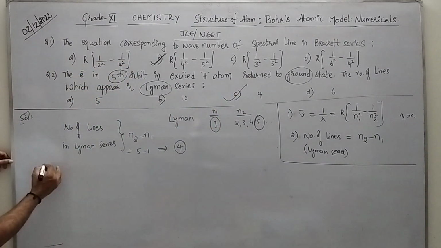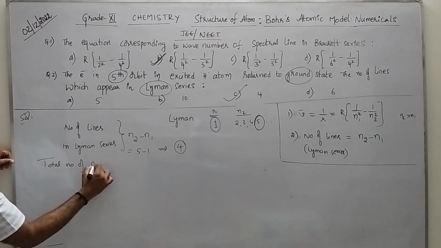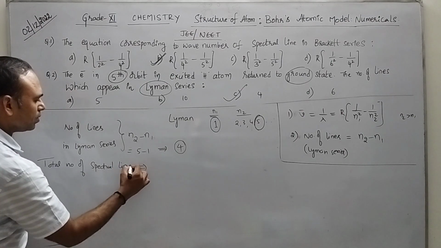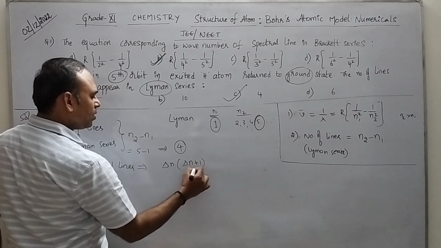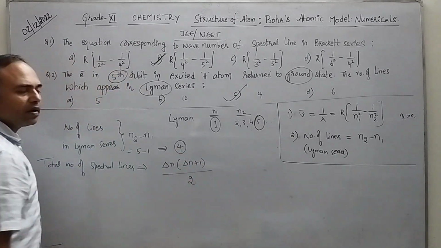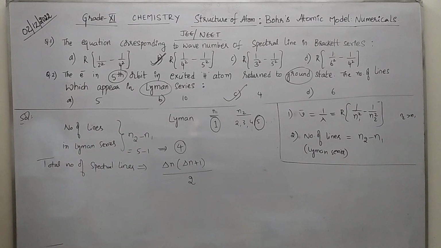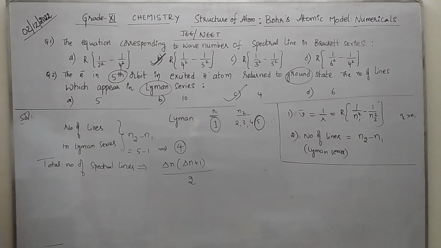Suppose they are asking what is the total number of spectral lines. Then you know the formula, that is delta n into delta n plus 1 by 2. Hope you are able to understand. This is not the question, but if they give what is the total number of spectral lines, means from 5 to 1 total you need to calculate. So you can use this formula. Now let us move to question number 3.